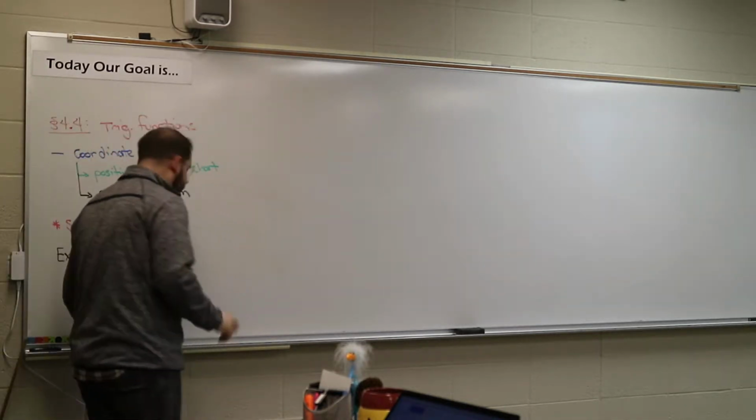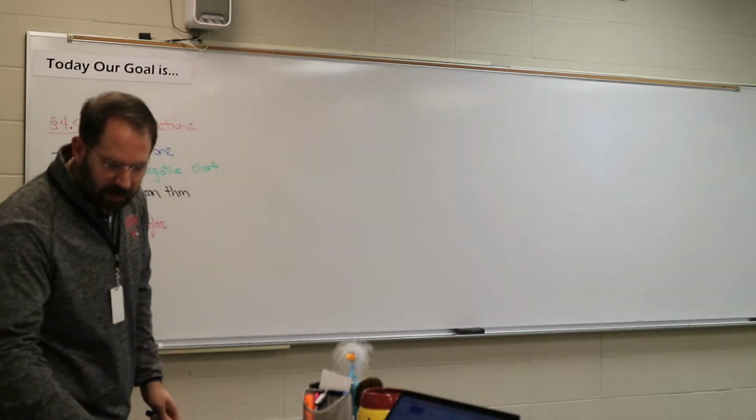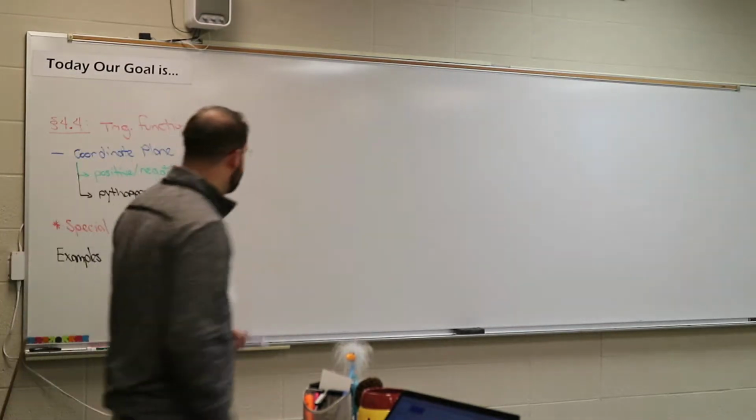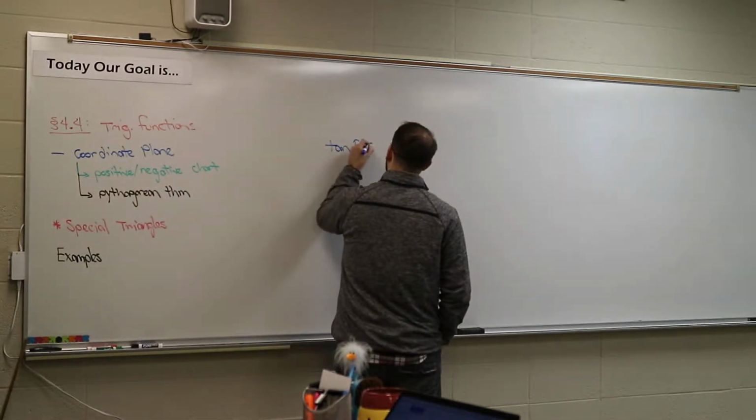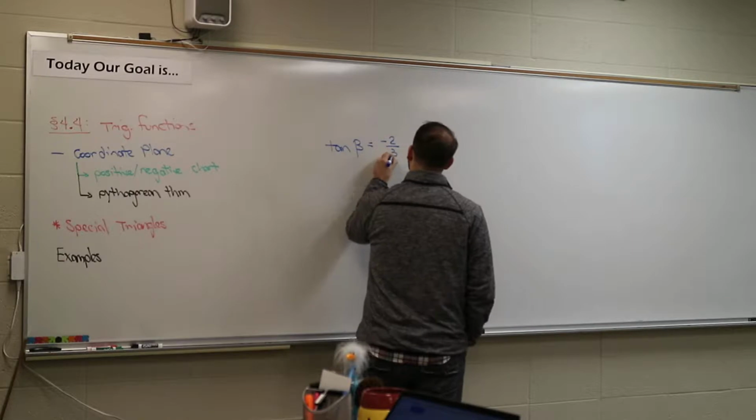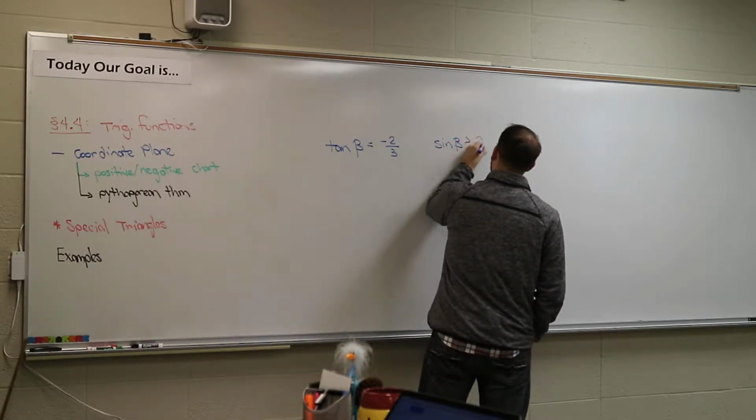Alright, let's jump right into it. The first problem today, and it's kind of impressive the way that they have these set up. Alright, so they have tangent of beta is negative 2/3, and sine of beta is greater than 0.